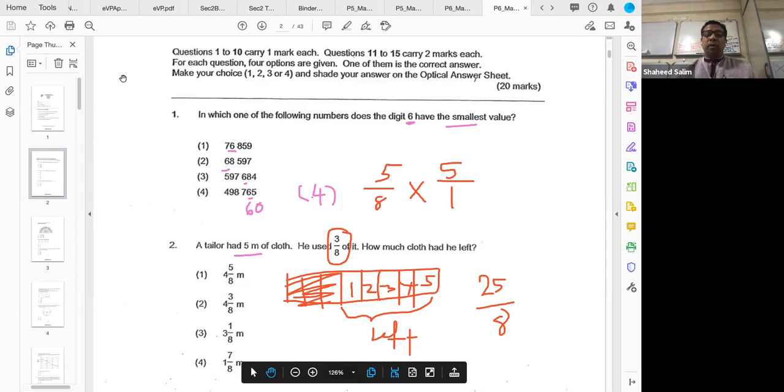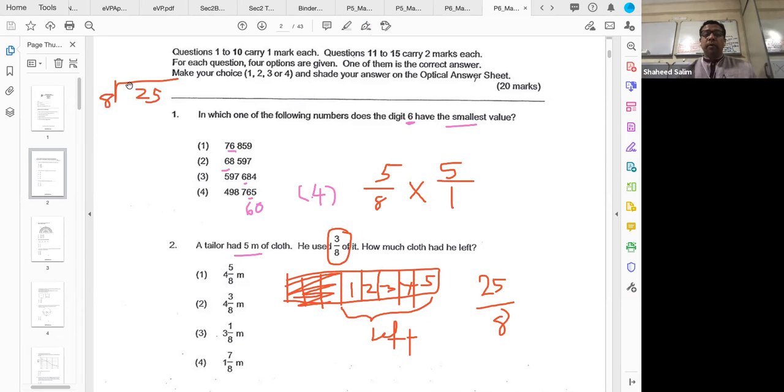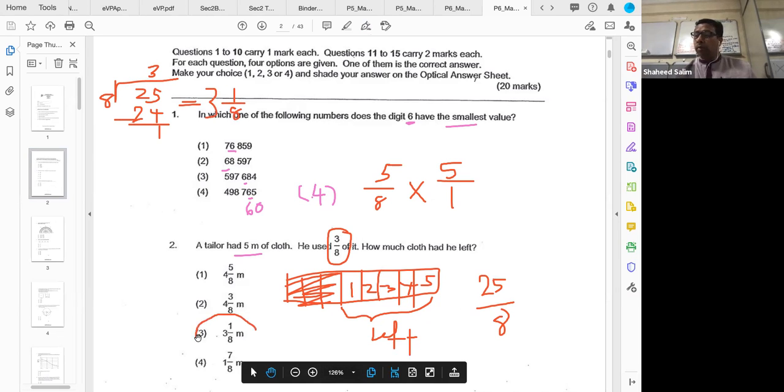How do you get 3 1/8? Some might be confused. Now down here, 8 times 3 is 24, right? You minus, so this one is 1. So you get 3 whole, 1 over 8 meters. Can you see how I do it? So this is one method using fractions.